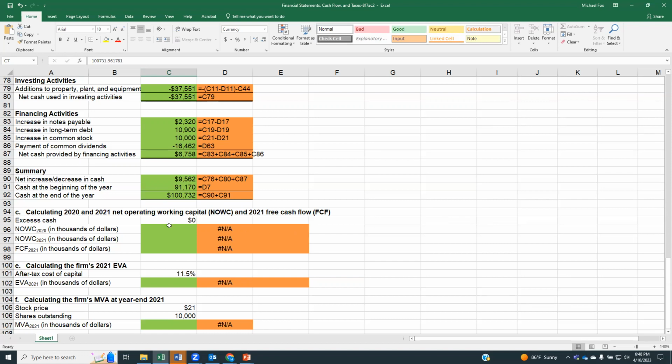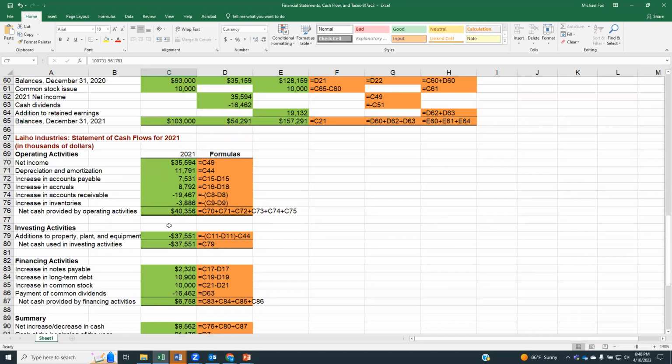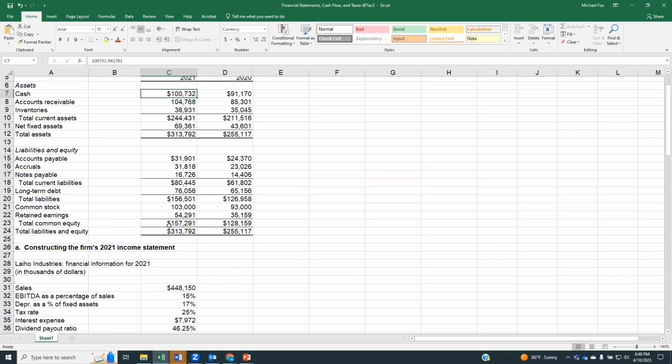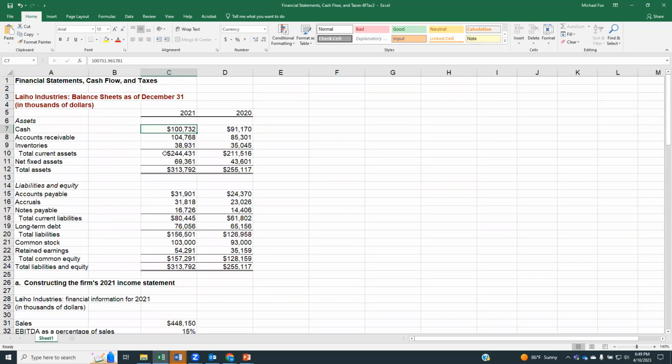So typically our working capital is just our current assets minus our current liabilities. So if we look up here at the balance sheet, we would just take total current assets minus total current liabilities. But operating working capital is a little bit different. It's just going to be our operating assets, which will be our cash, accounts receivable, and inventory. So our total current assets minus our accounts payable and accruals. So we don't include notes payable.